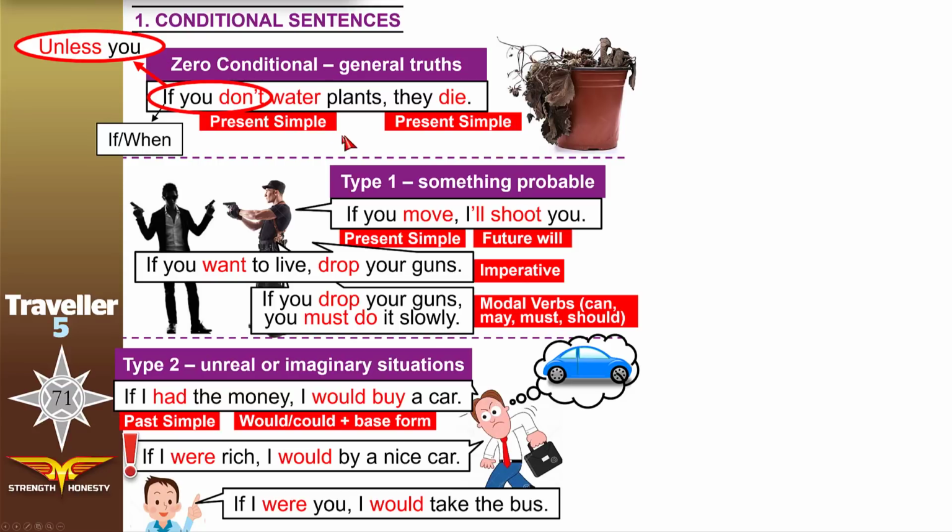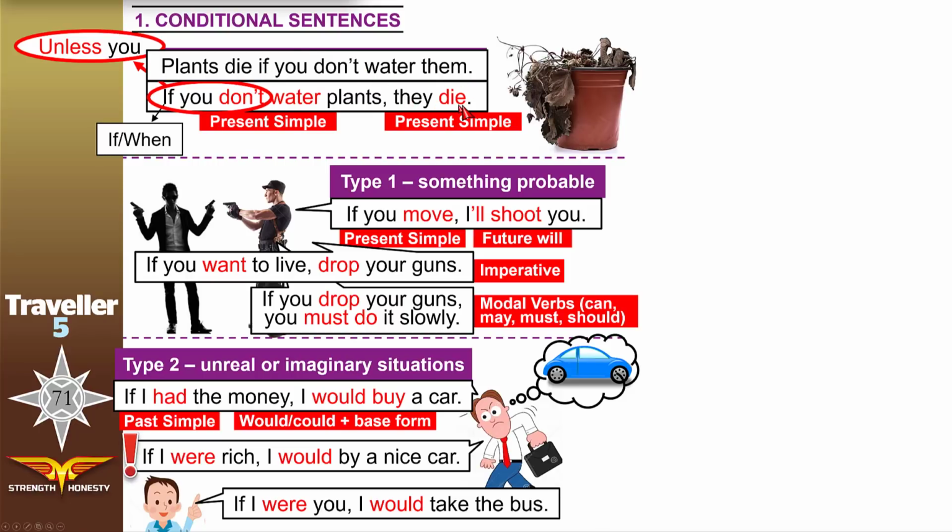And it is also correct to start with the main clause. Look, this is one sentence: if you don't water plants, they die. But this one sentence consists of two clauses, two parts. One, if you don't water plants. Two, they die. You can start with they die: plants die if you don't water them.